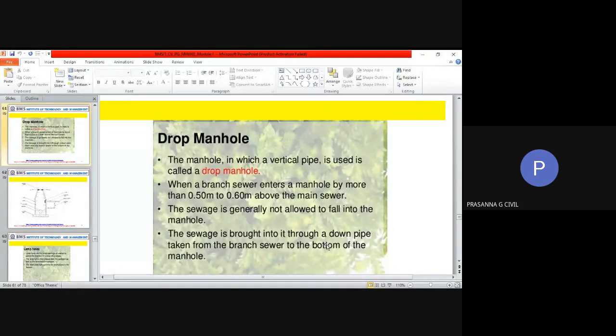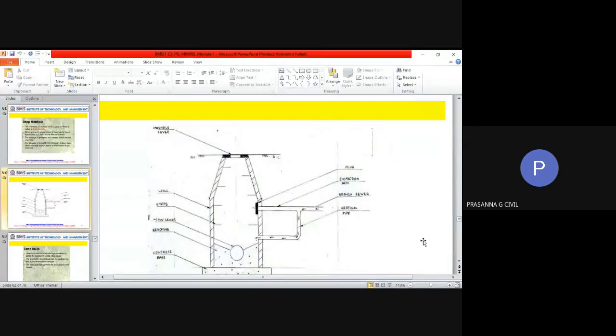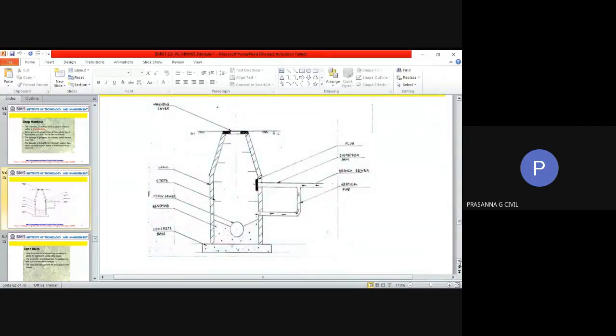Sewage is brought in through the pipe joining those two, which is called a down pipe, from the branch sewer to the bottom of the manhole. So let us take a look at that figure. This will be the figure for your drop manhole. Structurally it looks similar to the one that we saw earlier, but there is a slight difference. Here again you have the manhole cover, you have the access shaft and the steps, and you have the chamber. This is the main sewer, benching, everything is there. But here you see the branch sewer comes at a little more height from the main sewer.